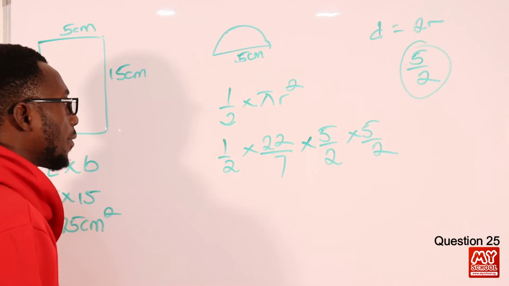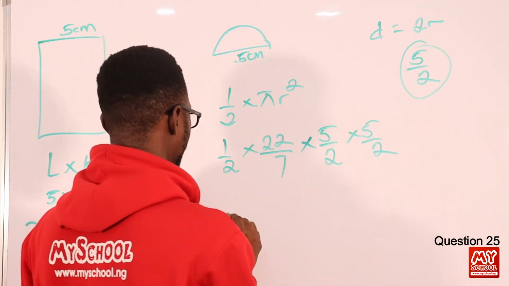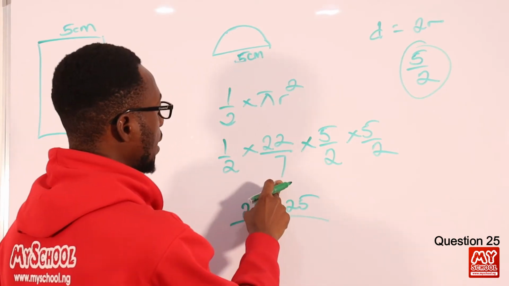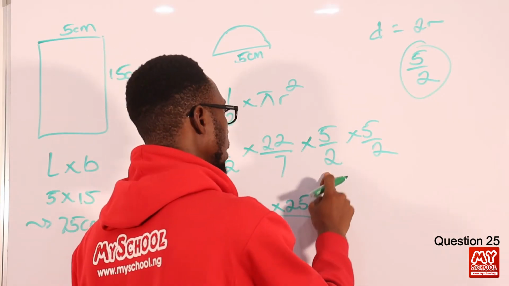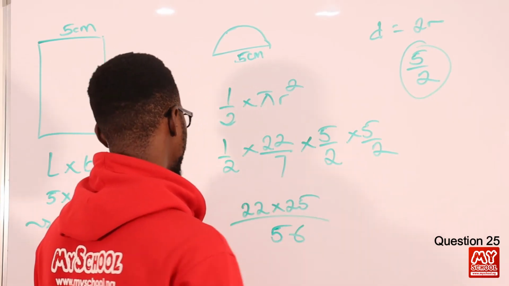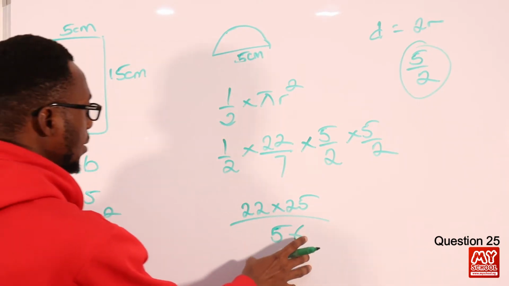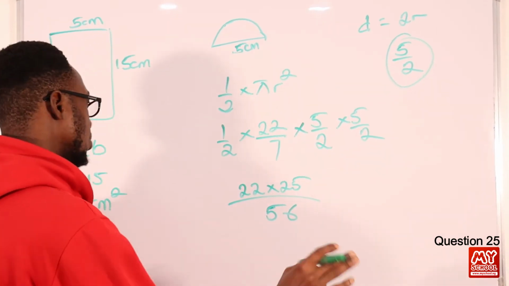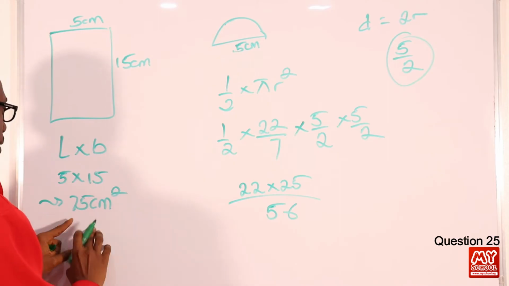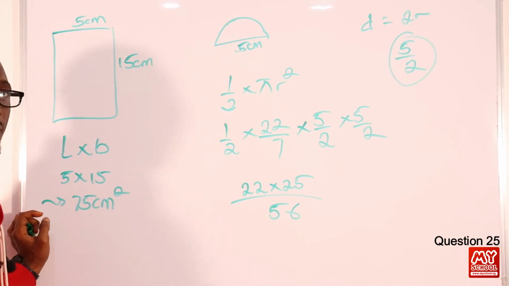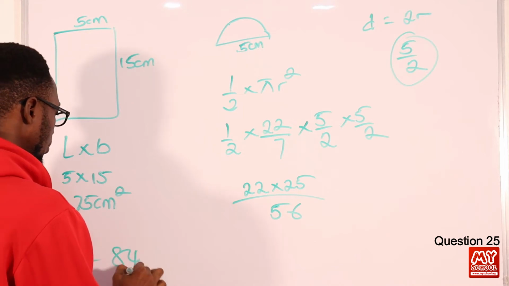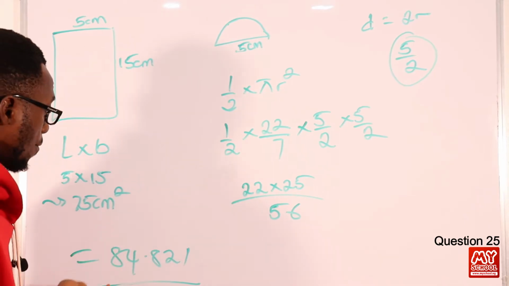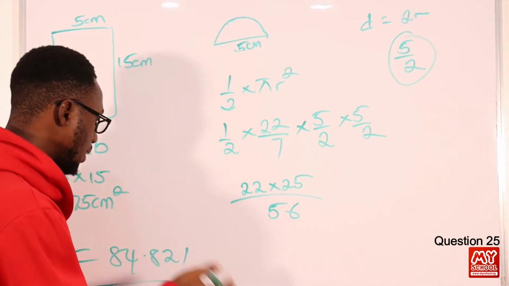Okay, so right here I should have 22 times 25 over 2 times 7, that is 14. 14 times 2, that is 28. 28 times 2, that is 56. All right, so by the time I divide this, I should have somewhat around 9.8 thereabouts. Okay, so if I add the 9 point something to this, I should have somewhat around 84.821 centimeters squared, so roughly 84.8, or if you want to round it up, I can have 85.